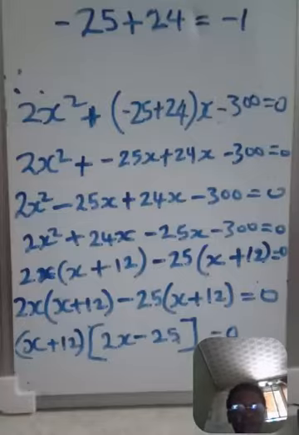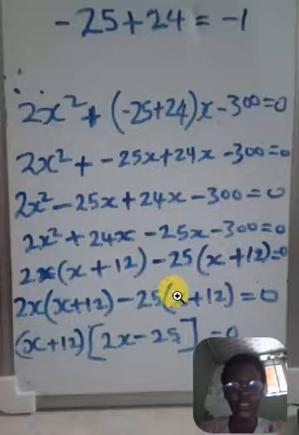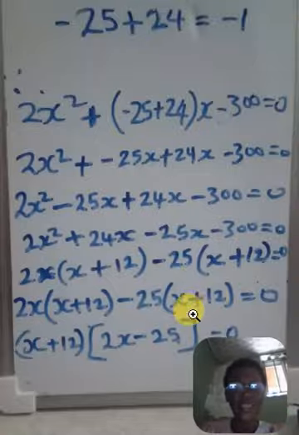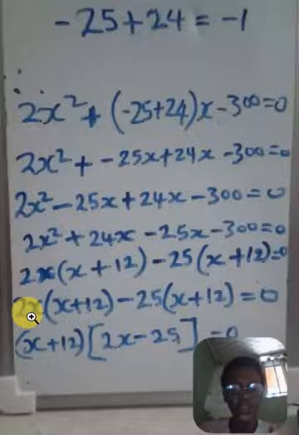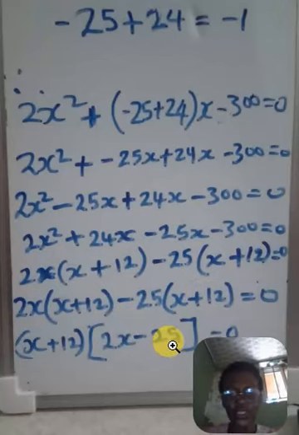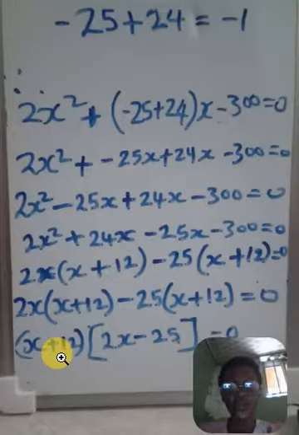Now, let's look at this. There is something in common to this equation now. x plus 12, x plus 12. So now we bring the x plus 12 outside the bracket. When you bring it out, you're left with 2x here. You bring this one out, you're left with minus 25. So these two in brackets are the factors of the equation.